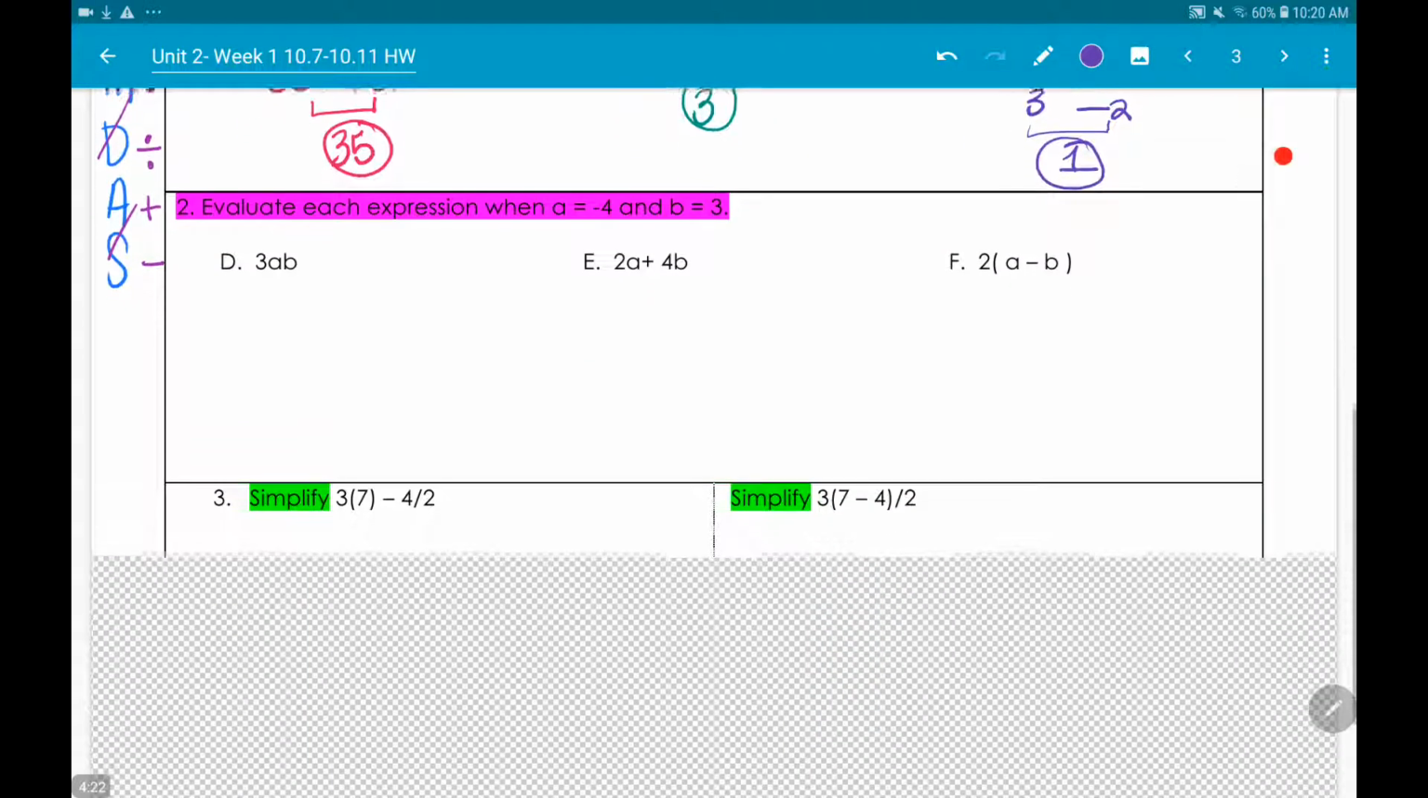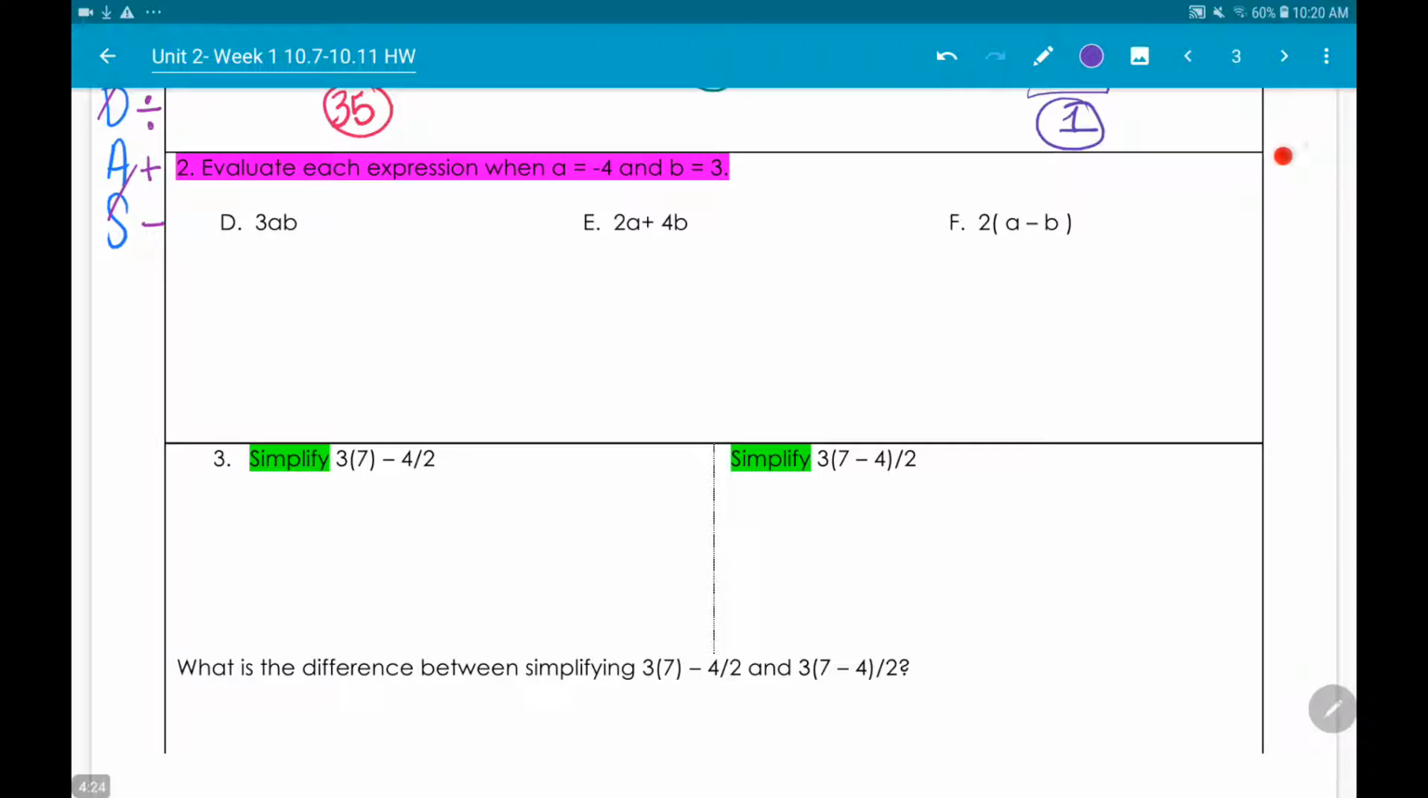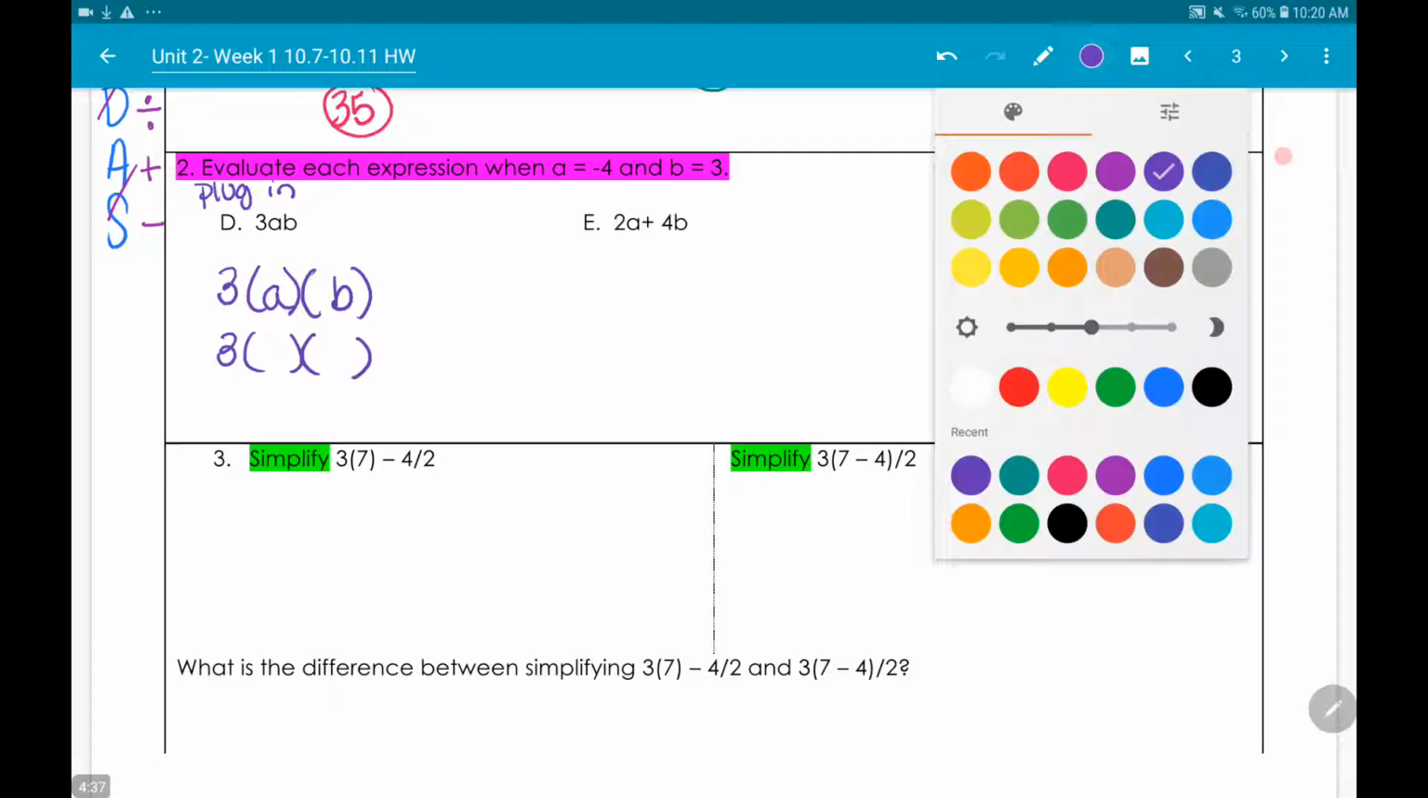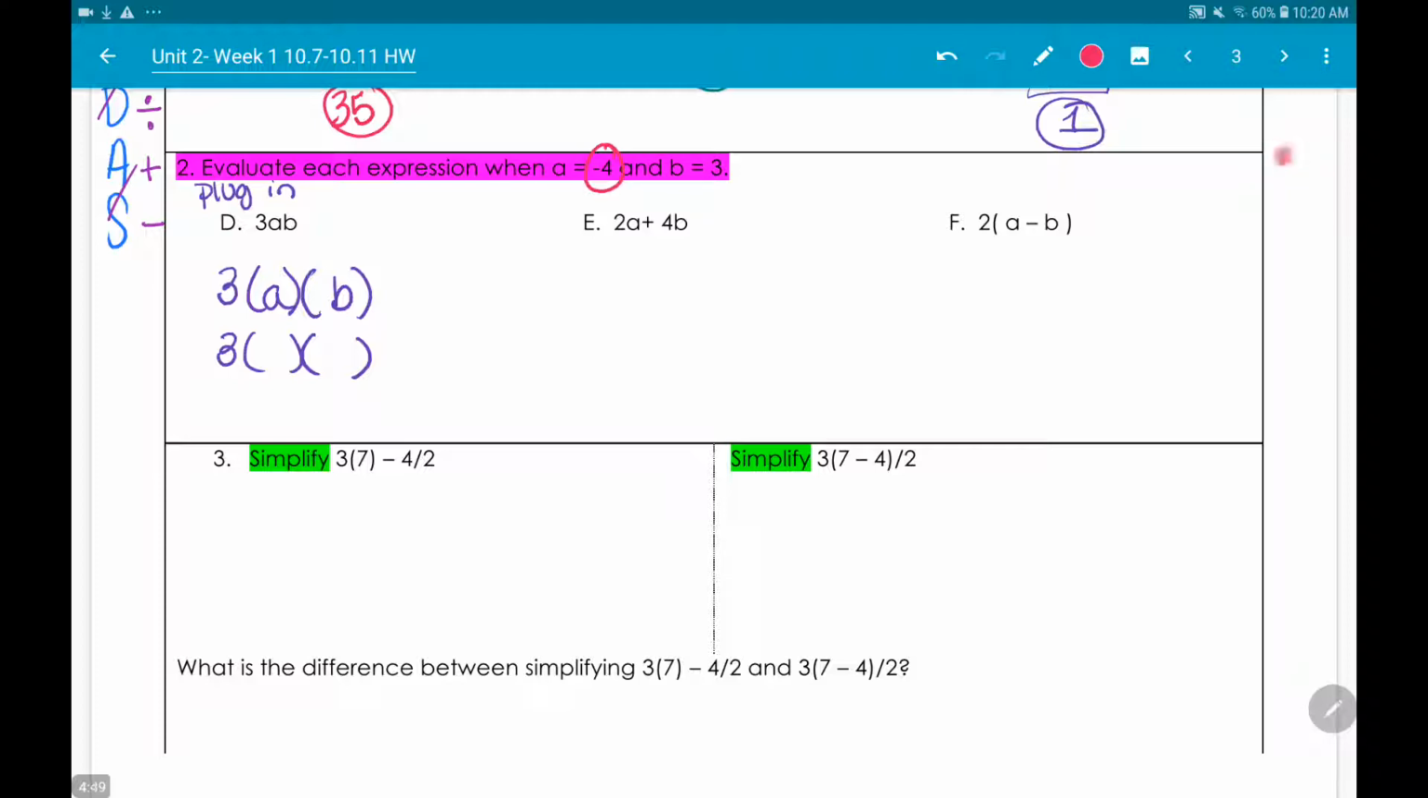All right, so now we get into evaluating. Evaluating means we plug in or substitute for a given value. All right, so here I have an expression, 3ab. And now they're going to give me numbers, okay? They give me a number for a. They say a is -4. So where I had an a, I'm going to replace it with a -4. And b was 3, so I'm going to replace that there. Okay?